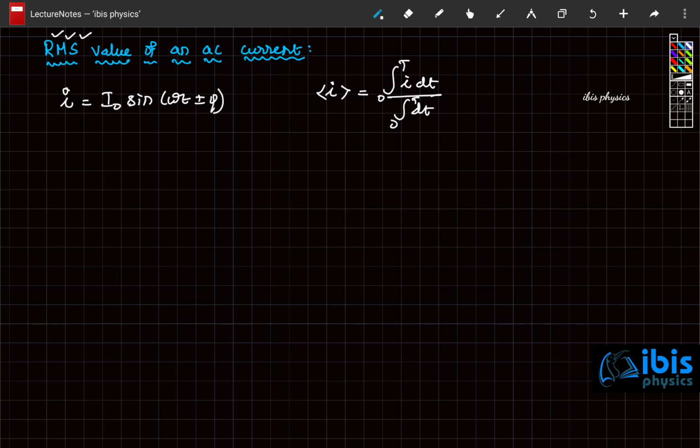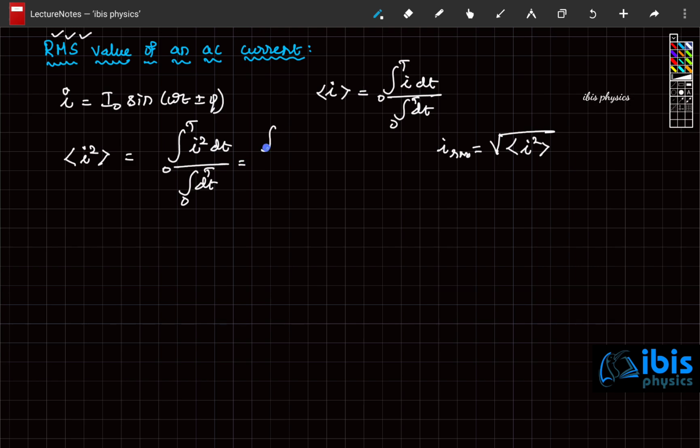the average value of I square can be given as the integral of I square dt by the integral of dt, 0 to T. This is the average value. The RMS value means the square root of this. So I RMS is actually the square root of the average of I square. So let us first find the average of I square, and then we'll calculate RMS.